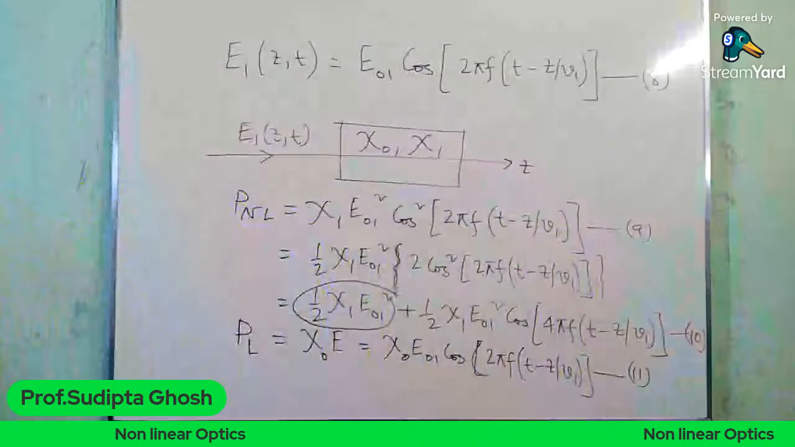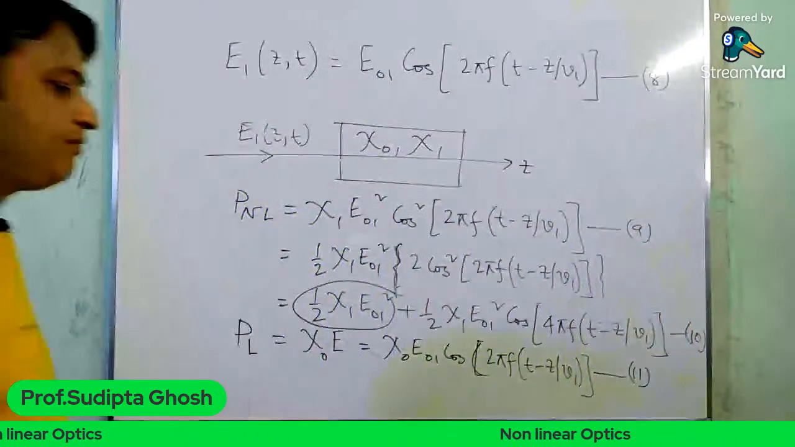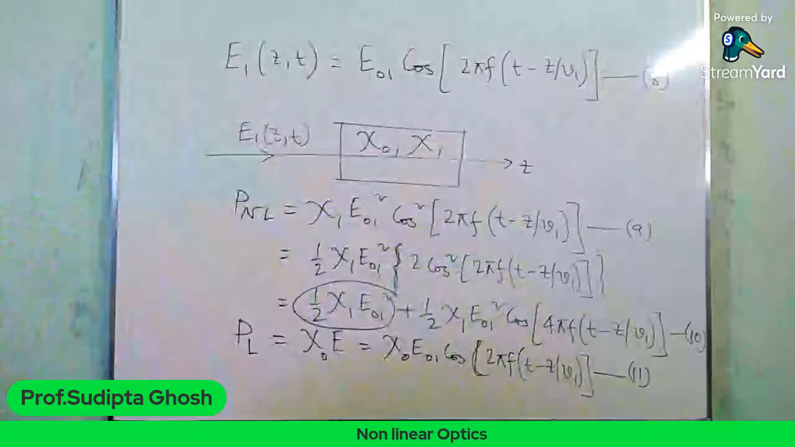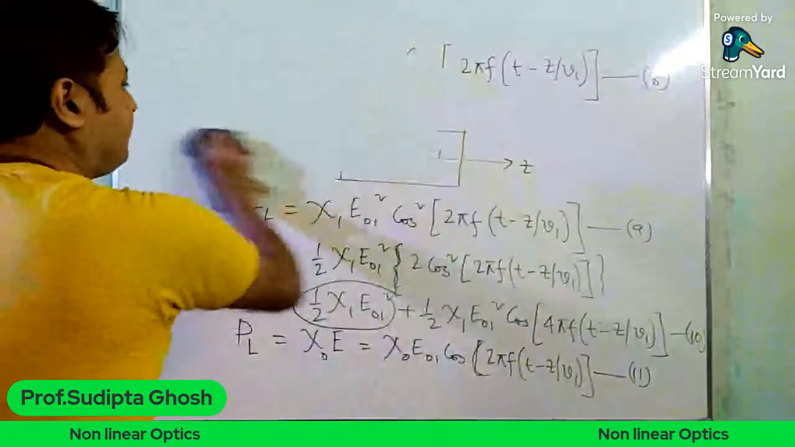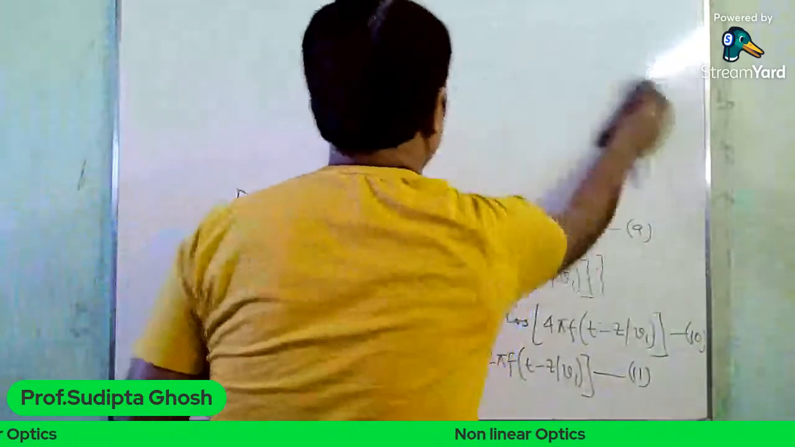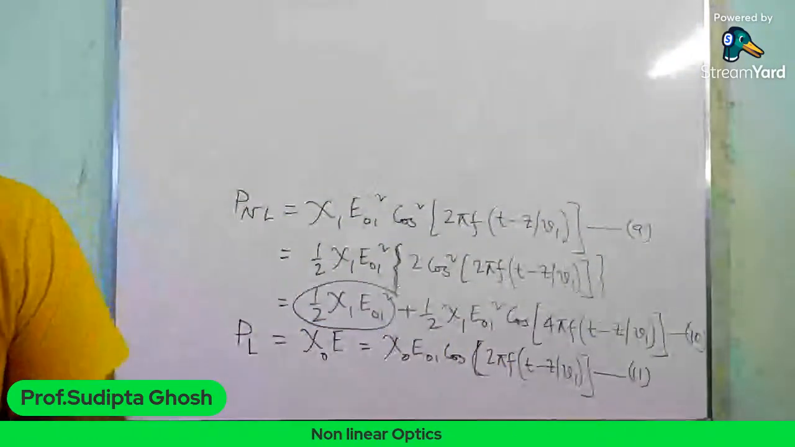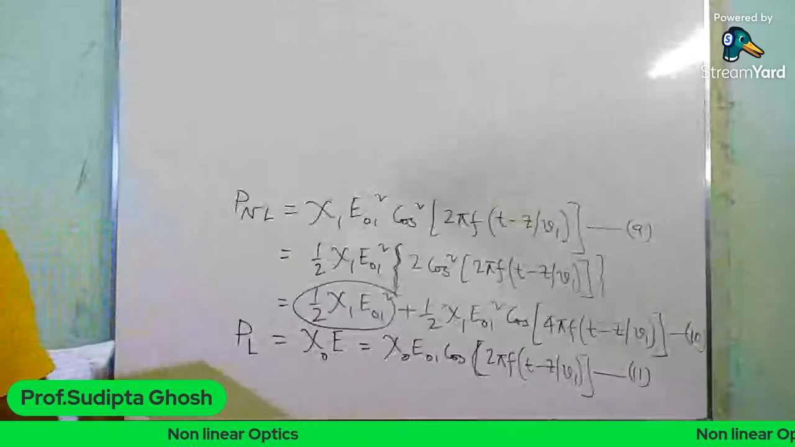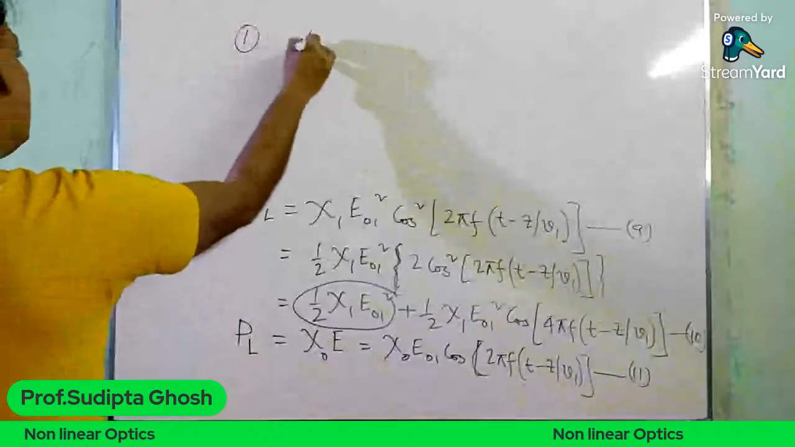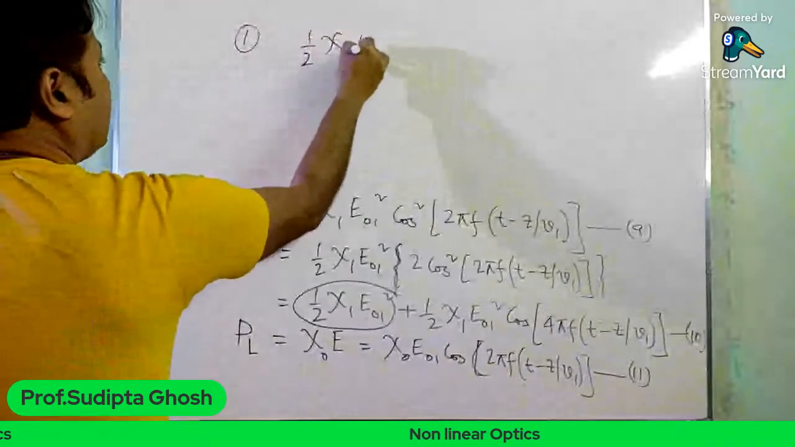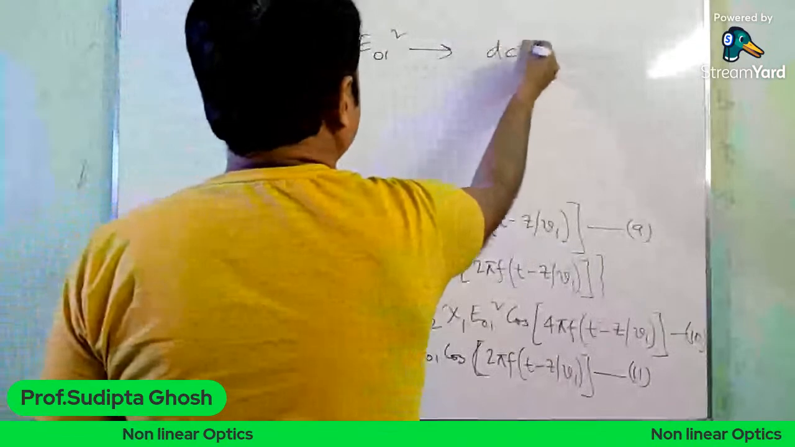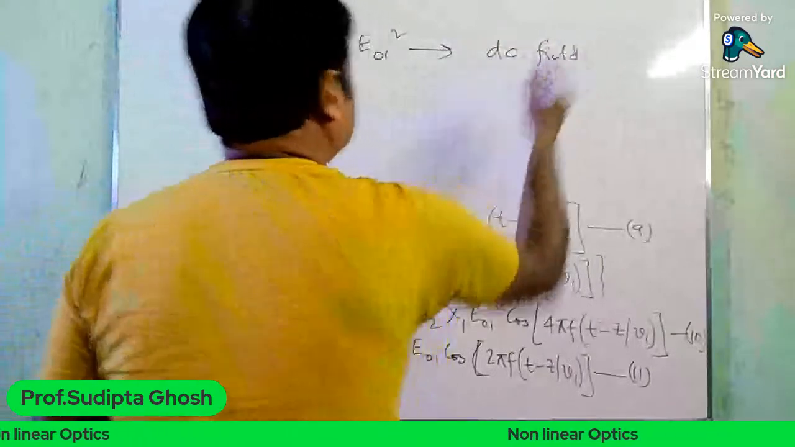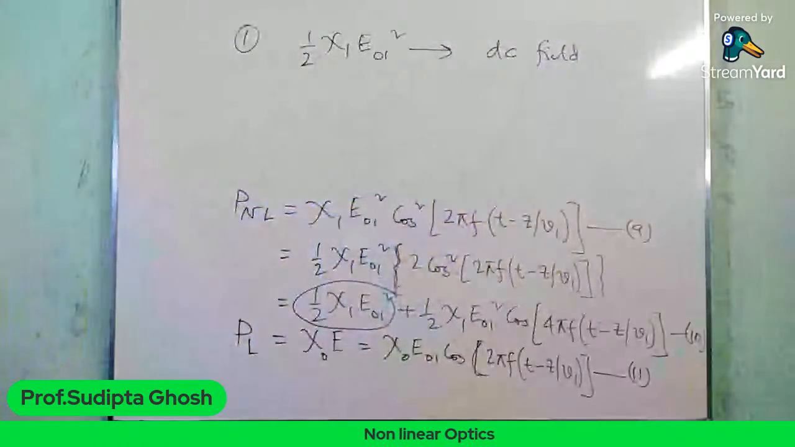Okay. So from these two equations, we have found one term, the first term, which is half chi 1 E01 square. It is basically a DC field, because all the terms are constant, so it is a DC field.